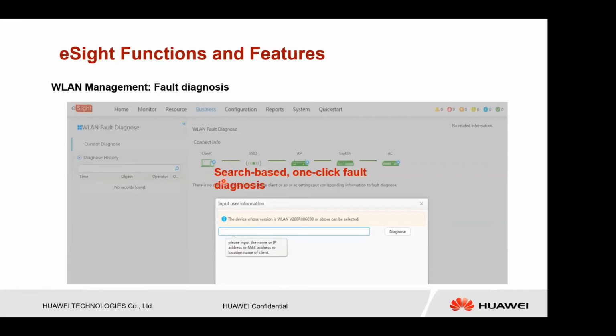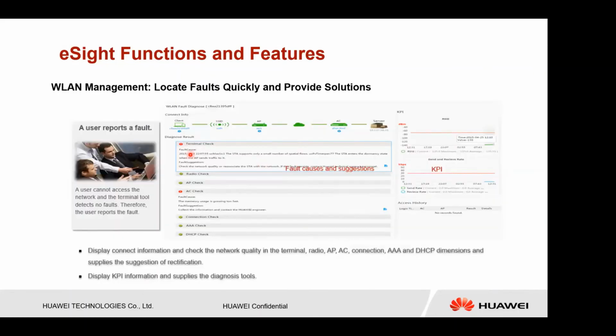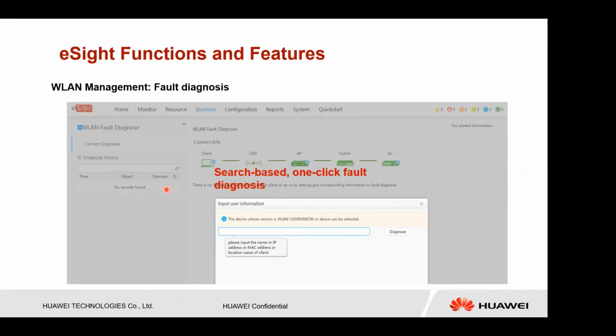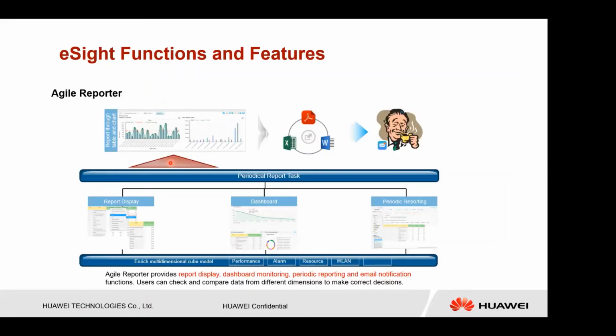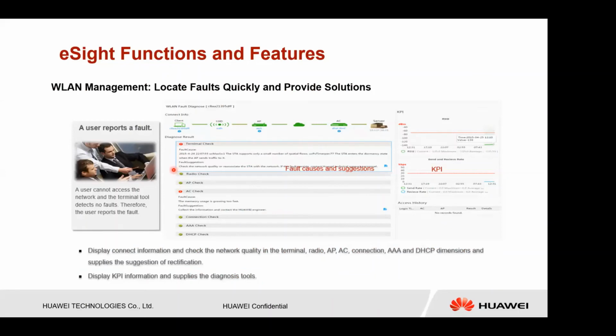So this is the example if you want to diagnose the fault in the WLAN network. You can also use this feature. So once you've diagnosed, it will show you what is the fault cause and also what is the fault suggestion. So you can also see whether the radio is normal or not, the AP is normal or not, and also if the AC is running normally or not, and so on. We have a few other parameters as well.